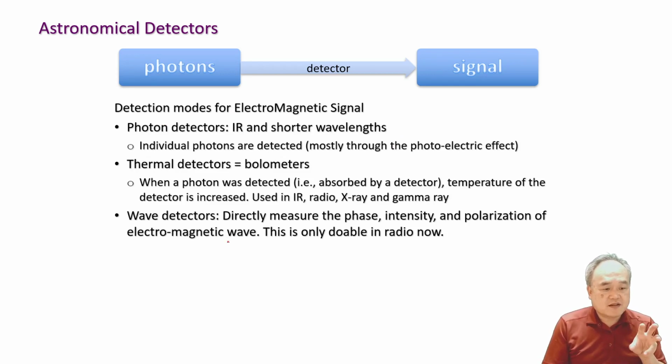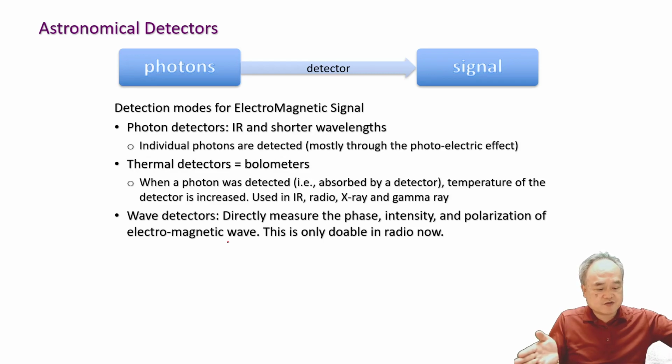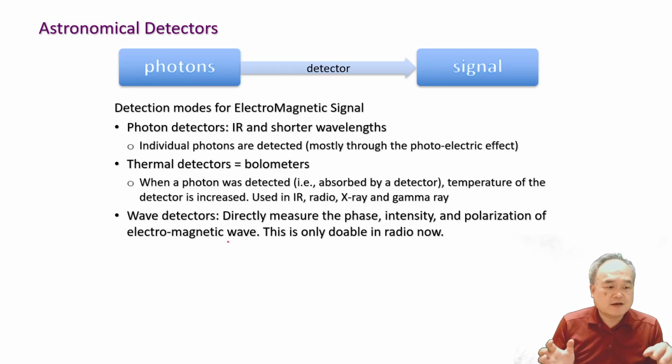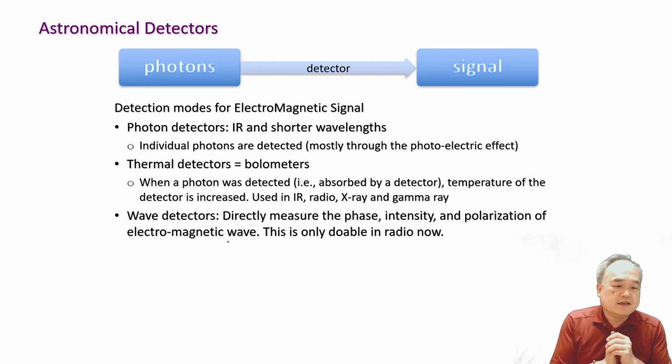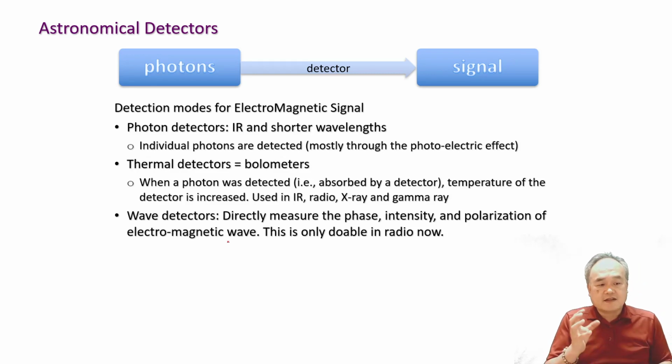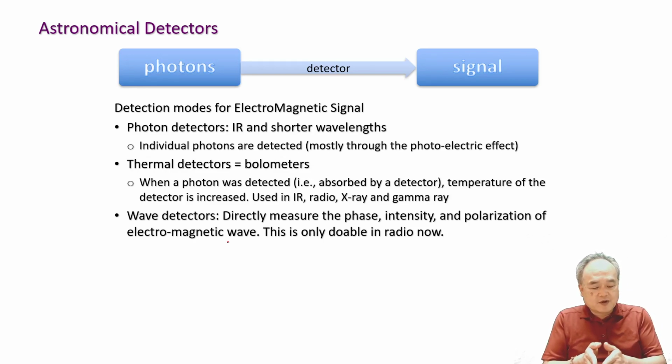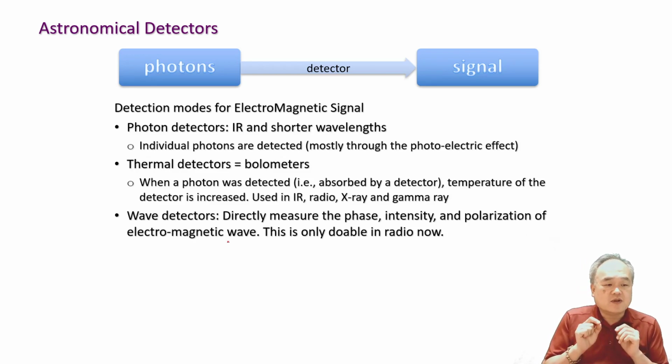Thirdly, especially in radio wavelengths, when the wavelengths are really long, with our current technology we can isolate a single wave or a couple of waves in the incoming electromagnetic signal. So especially in radio wavelengths, where we can isolate this wave, we can directly measure the phase, intensity, and even the polarization of the electromagnetic wave. This type of detector is known as a wave detector. Okay?